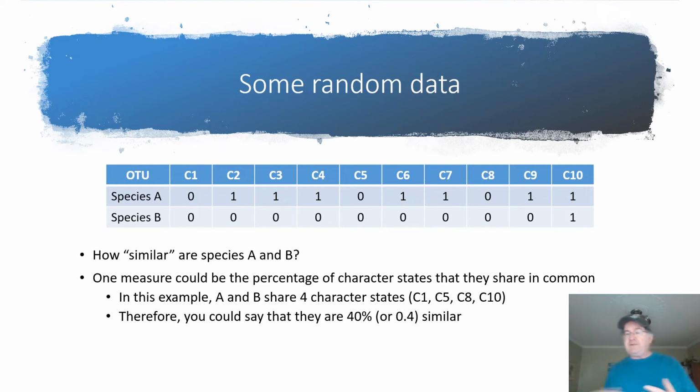So one way of expressing their similarities is just to say in all of their characters, they match 40% of their character states. So you could say that they are 40% similar, or express that as an index, the similarity between species A and B equals 0.4. Also point out that this is commutative. Species A is 0.4 for 40% similar to species B, and species B is 40% similar to species A. You can see they're going to go both ways.